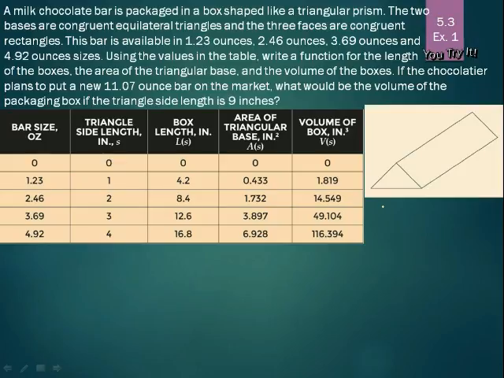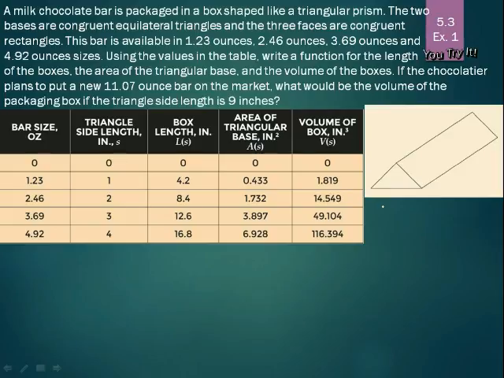Using the values in the table, write a function for the length of the boxes, the area of the triangular base, and the volume of the boxes. If the chocolatier plans to put a new 11.07 ounce bar on the market, what would be the volume of the packaging box if the triangle side length is 9 inches?